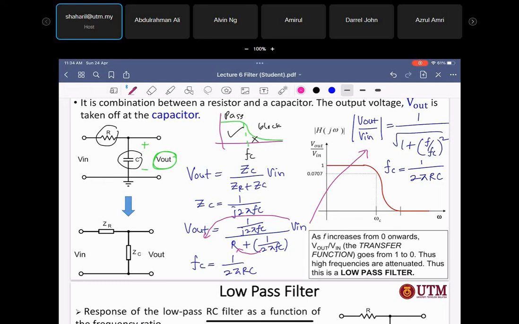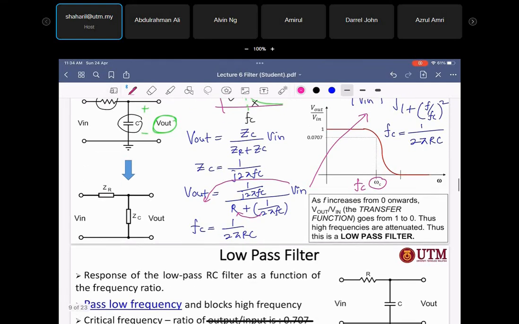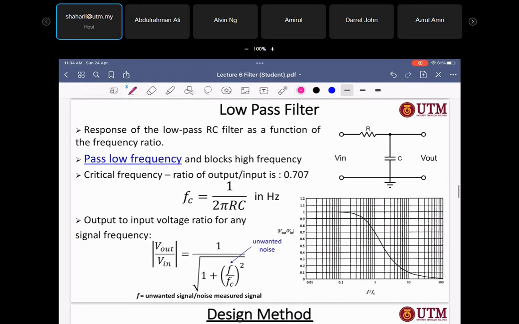Instead of measuring in terms of frequency, you also can measure in terms of omega, radian. But normally we measure the frequency. So this is the graph for the low pass filter. Then the detailed definition about the low pass filter is given to you. The critical frequency equation is never changed, 1 over 2 pi RC, and the formula for the low pass filter will be this one.